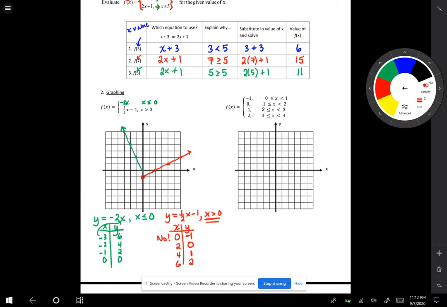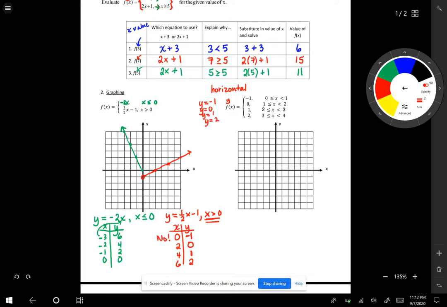Okay, so the next one is just a bunch of horizontal lines. And how do I know that it's horizontal lines? Because earlier in this chapter, y equals any number is always going to be a horizontal line. So this is y equals negative 1, y equals 0, y equals positive 1, and finally y equals 2.